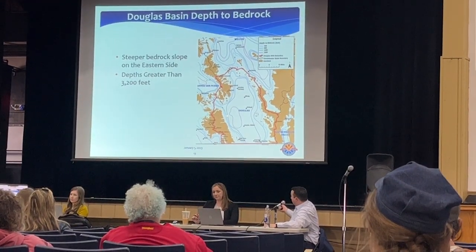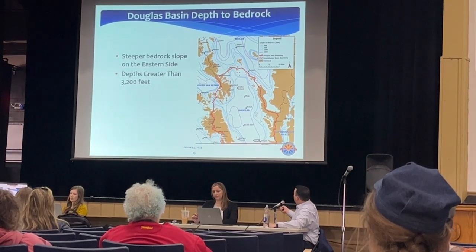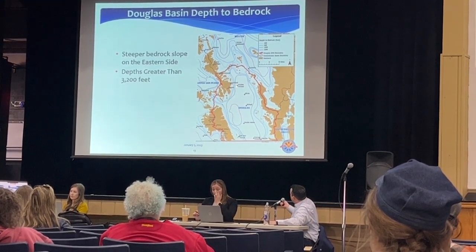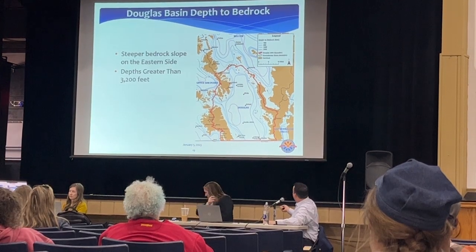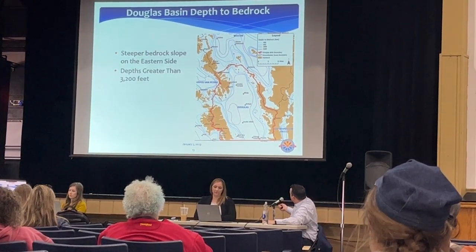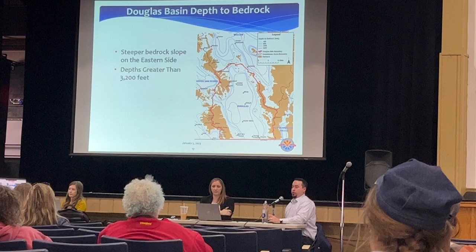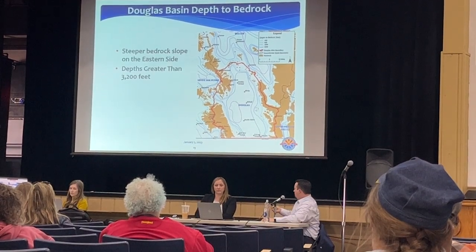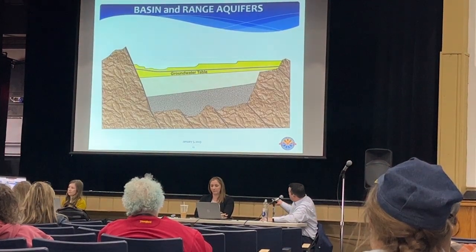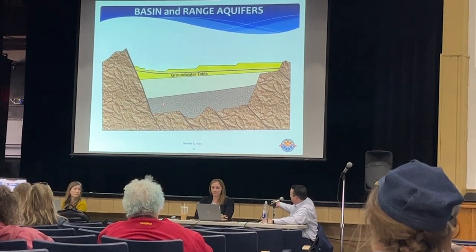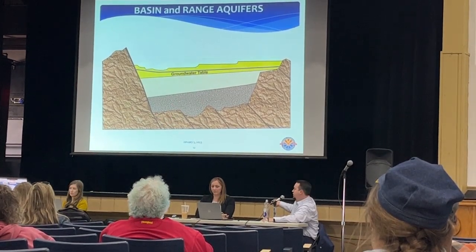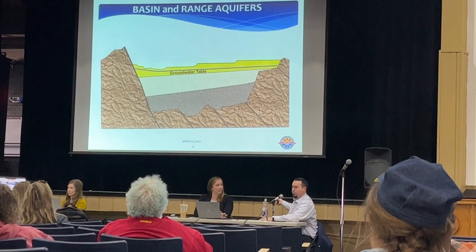The next contour line is 800 feet. This one right here is 1,600 feet, so we're getting pretty deep in the middle. And then this section here is over 3,200 feet in the Douglas Basin. So when looking at this diagram, that deeper section is going to be this part. And as you go to the east, it'll be slightly shallower, but still pretty deep.